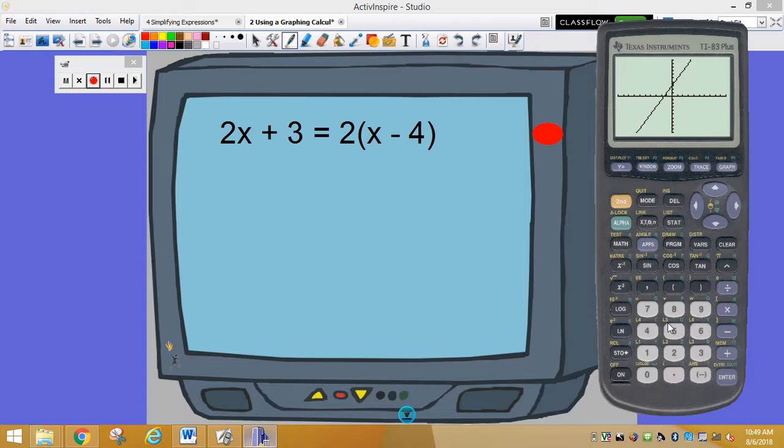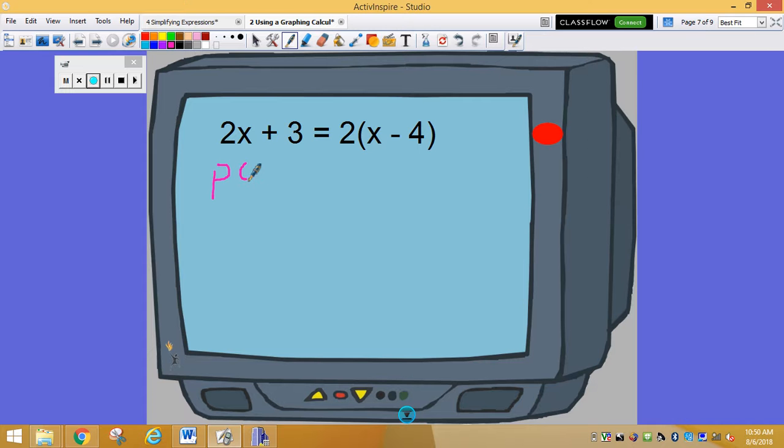Okay, let's do this one. Go to y equals. Let's clear this out. 2x plus 3 is on the left side. 2 parentheses x minus 4 is on the right side. Let's graph it. Okay, look at these two lines. Can we see where they cross? No. Let's try and zoom out. Zoom, number 3 gets us out. Zoom 3, enter. There's the line. Do you see where they cross? No.